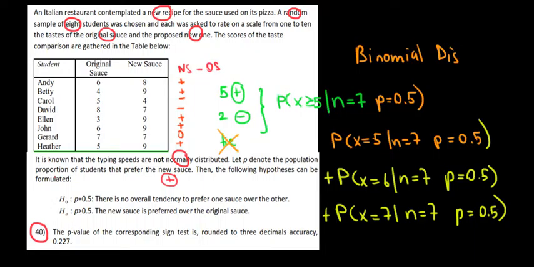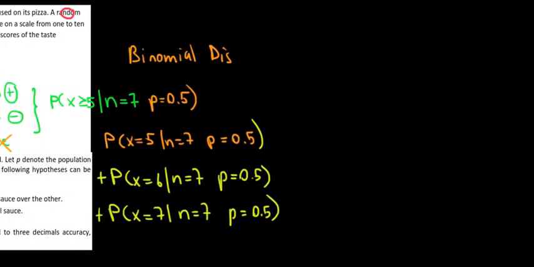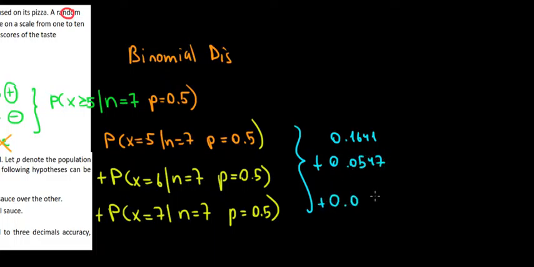Now if we work out these values by looking them in the table, we can see that the corresponding probabilities are going to be 0.1641 plus 0.0547 plus 0.0078. Now before just working out the math, I'd like to point out a thing.